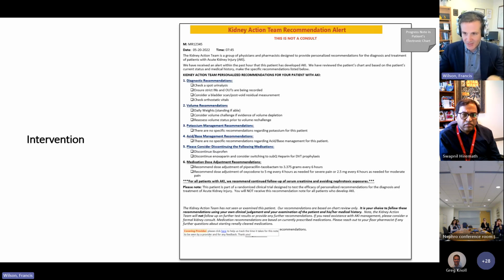This is done automatically, so the team doesn't have to worry about this. But it looks like this, and it's nice, I think. It's a nice note in the chart. It's very standardized. It tells you in kind of checklist format what you should do in terms of diagnostic and volume and potassium management and acid base and so on. In this case, this patient has no specific potassium or acid base managements. So it's a checklist, but unlike Nick Selby's pioneering study, where the checklist is the same for everyone, this checklist is different for everyone because it's based on a chart review.